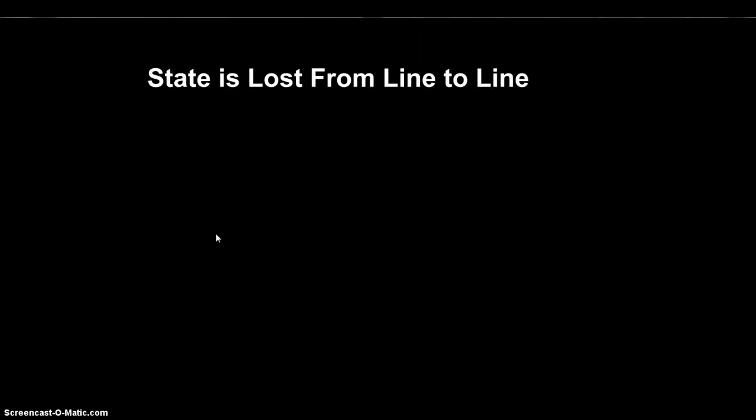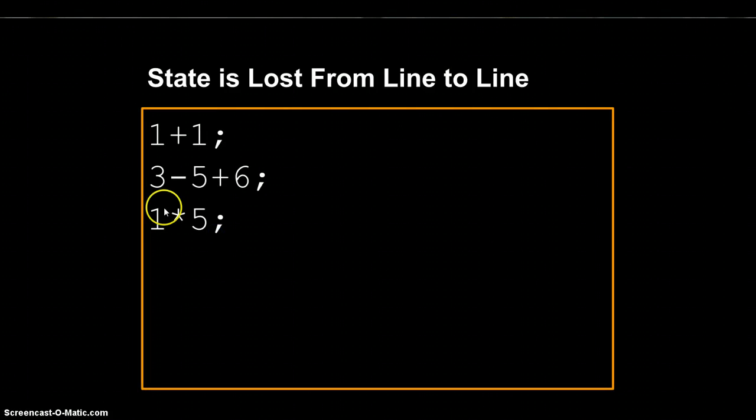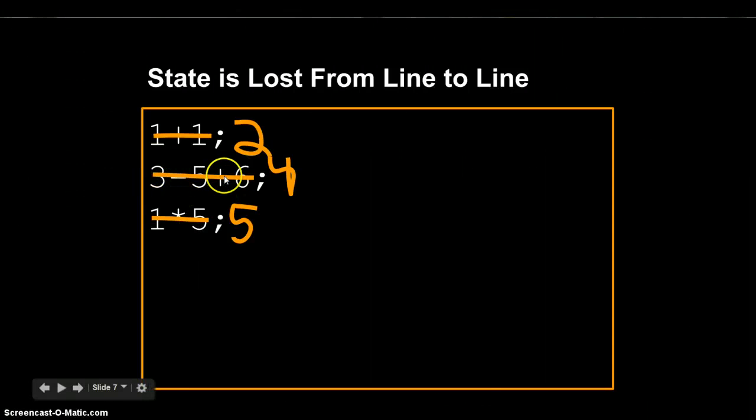Alright. Now, state is lost from line to line. So if we go back to this example, we have 1 plus 1, then 3 minus 5 plus 6, then 1 times 5. So every time it's going to walk through and evaluate the expression. So the first one's going to evaluate to be 2, then evaluate to be 4, then evaluate to be 5. But you can't actually access the previous line. So in line 2, that's 3 minus 5 plus 6 here, from here, we can't say like the previous answer plus 2.